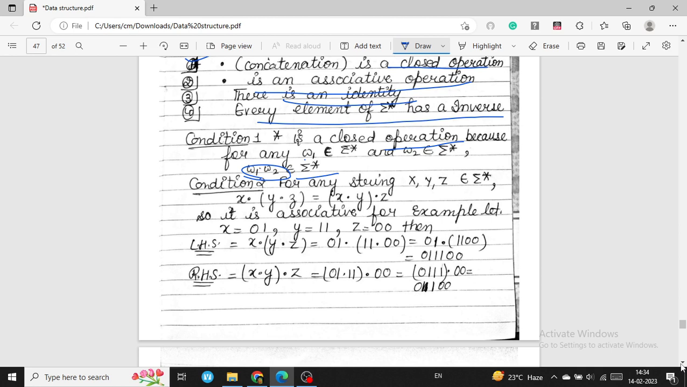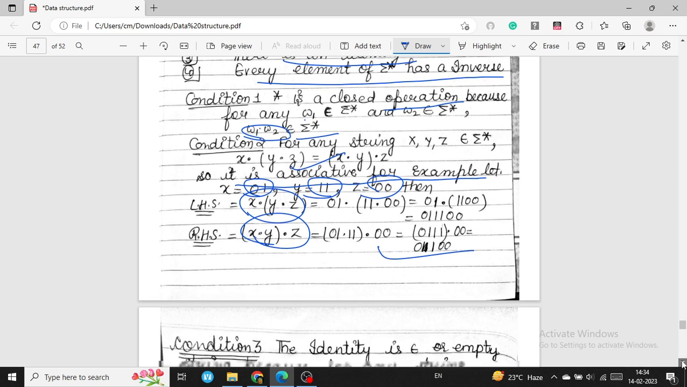And condition 2: for any strings x, y, z which belong to Kleene closure, (x·y)·z is equal to x·(y·z). That means it is associative. For example, we take x as 01, y as 11, and z as 00. When we substitute these values in the equations, we find the same answer. So both are associative.